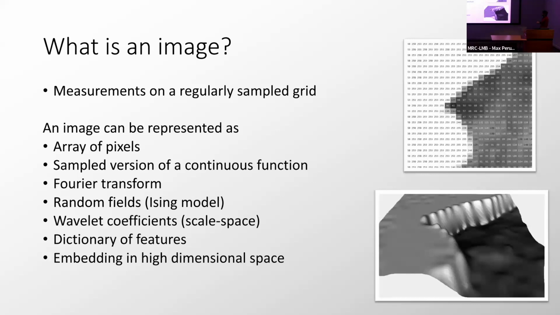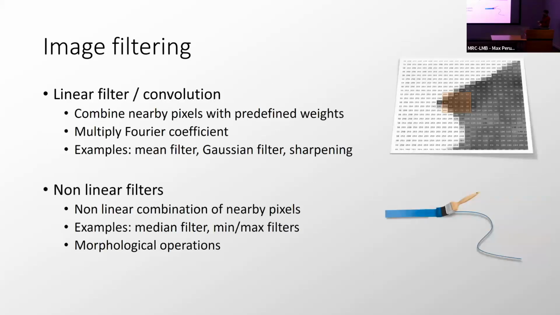You could represent it, wanting to localize the frequency content. So you can think in terms of wavelet or scale space. You can represent little blocks of the image as a dictionary of features, or you can embed this matrix in a high-dimensional space with many features to describe this picture. So, image filtering, we are here.